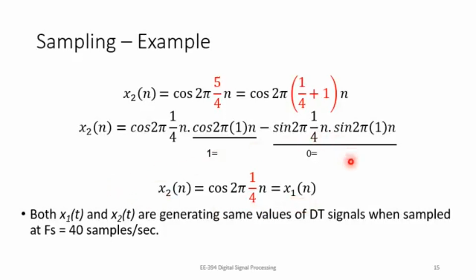Now this is an important finding. What we see here is that both x1(t) and x2(t) are generating the same values of discrete time signals when sampled at Fs equals 40 samples per second.